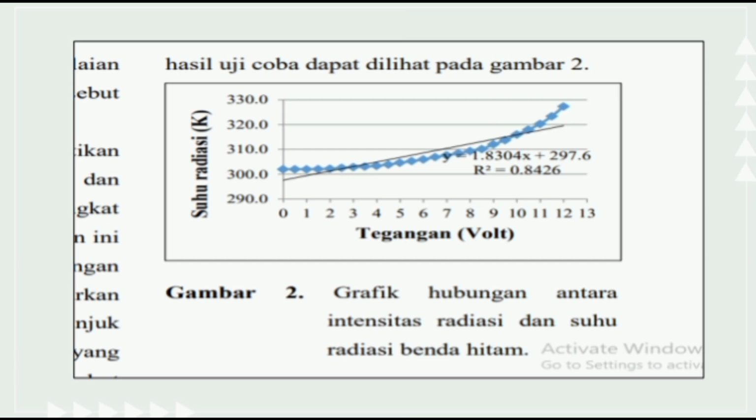Analysis. The positive linear relationship is consistent with the Stefan-Boltzmann law. R squared equals 0.8426, which indicates a fairly strong correlation, but some variability remains unexplained. An explanation is needed for why voltage is used as a proxy for radiation intensity.